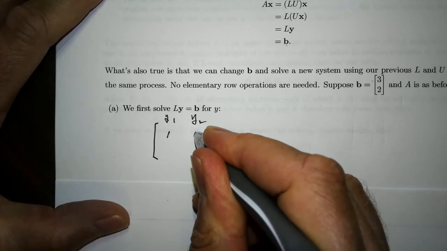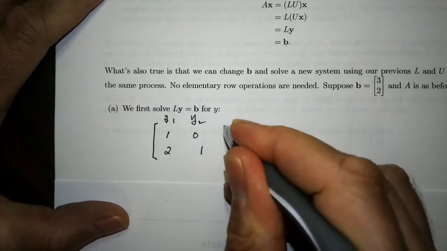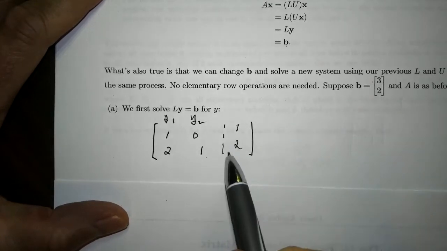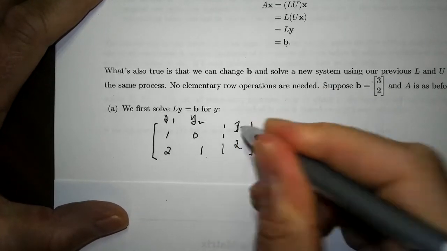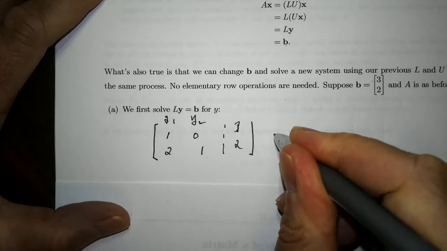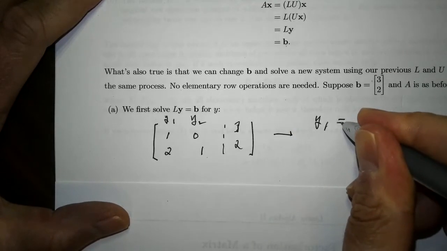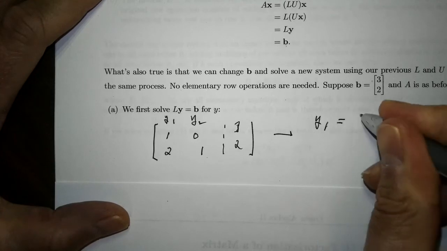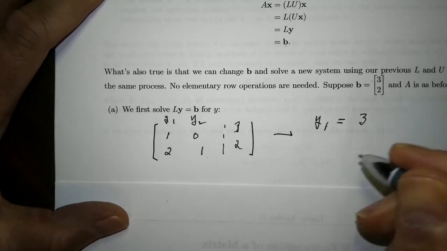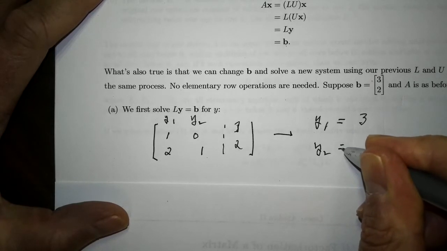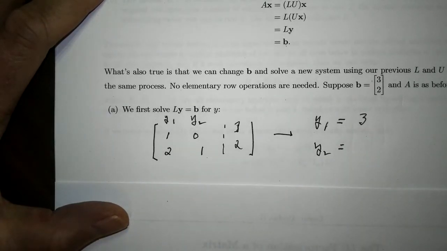It's the same L as before. The only thing that's different is that the B is now 3, 2. I'll let you check that Y1 is equal to 3, and Y2 is equal to, let's see, Y2 is equal to -4.